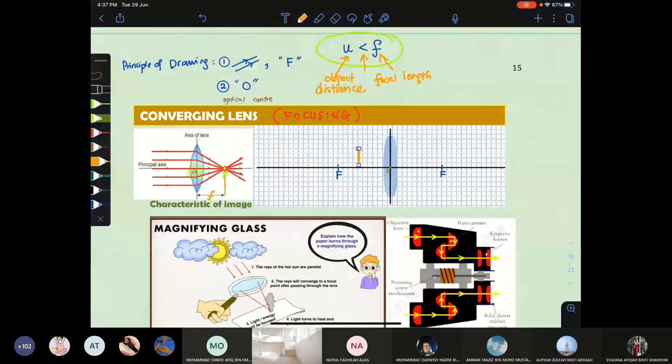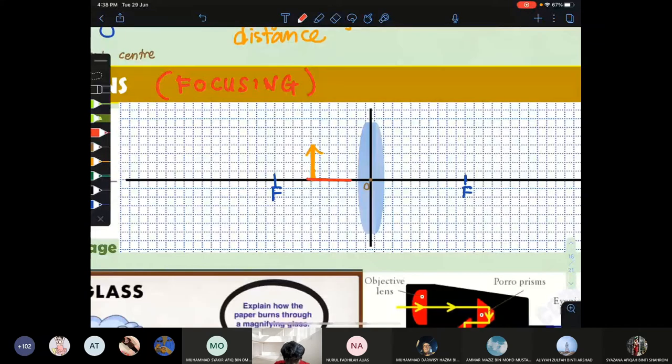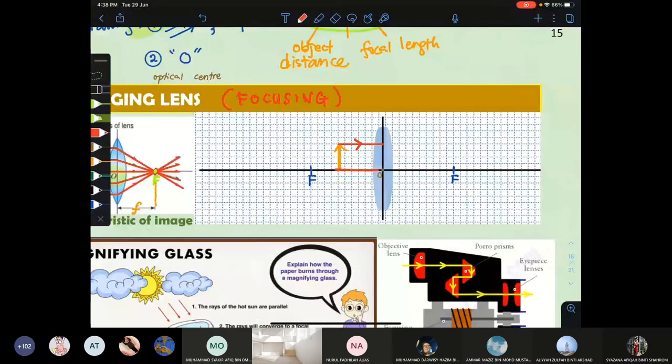Now, draw the ray line. So, first principle, let's do the first principle. We have a parallel ray line to the principal axis. So, we draw a parallel. This is the principal axis. Parallel is this one. And then there must be an arrow. Even that, students always forget. The arrow must be drawn.